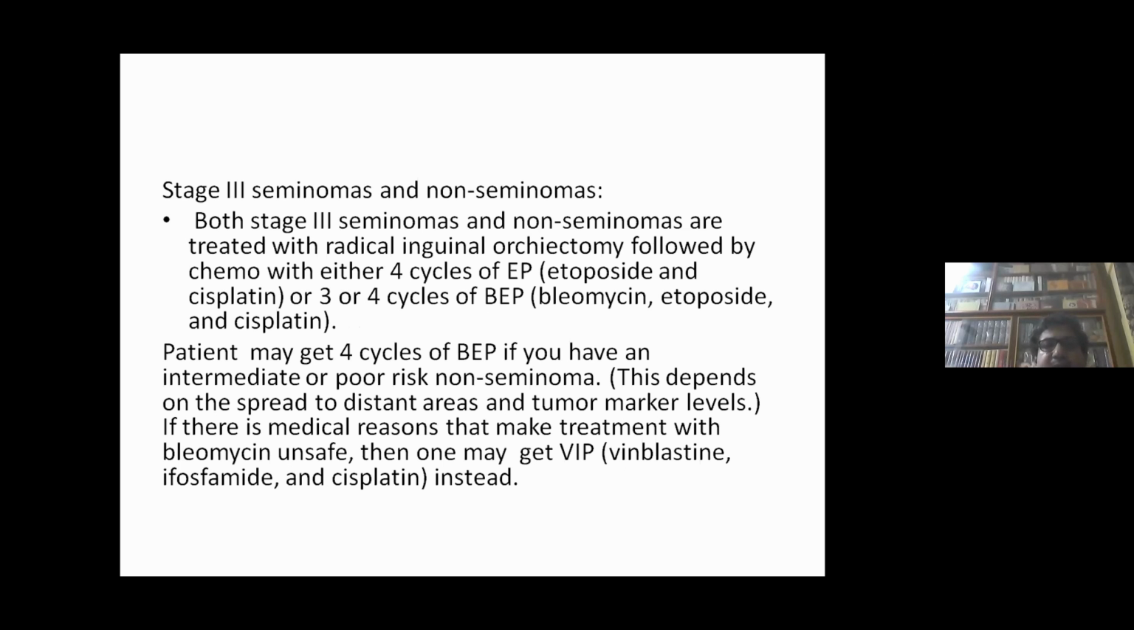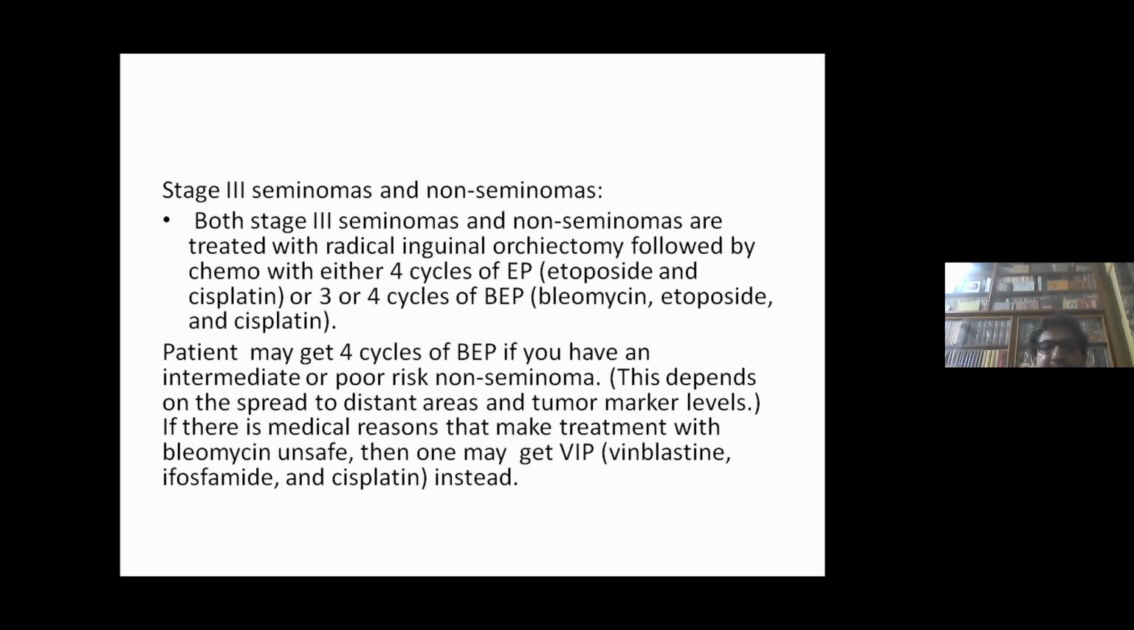Stage 3 seminomas and non-seminomas. Both stage 3 seminomas and non-seminomas are treated with radical inguinal orchiectomy followed by chemo with either 4 cycles of EP or 3 or 4 cycles of BEP. Patient may get 4 cycles of BEP if you have an intermediate or poor risk non-seminoma. This depends on the spread to distant areas and tumor marker levels.